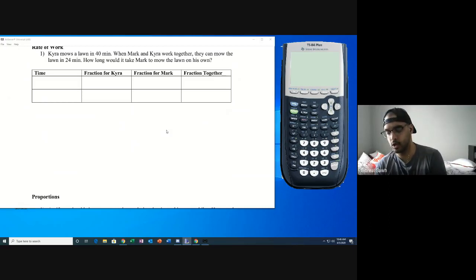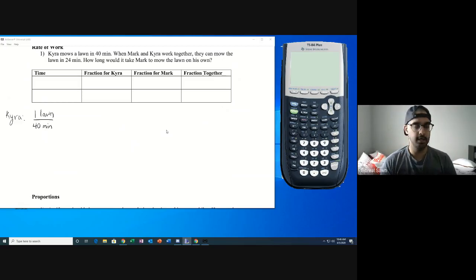Here, I'm not a big fan of the chart, so I'm going to put some information on the side. So we're going to say that for Kira, she can do one lawn in 40 minutes. Okay, so by writing this fraction, we're creating a relationship between the amount of work she can do in a certain amount of time. So we're creating a rate here. Now, if you want to write that a little separately, you could say it's 1 over 40 lawns per minute. Just like we did the speed, it was kilometers per hour, they can do lawns per minute. That'll work also. Okay, so that's for Kira.